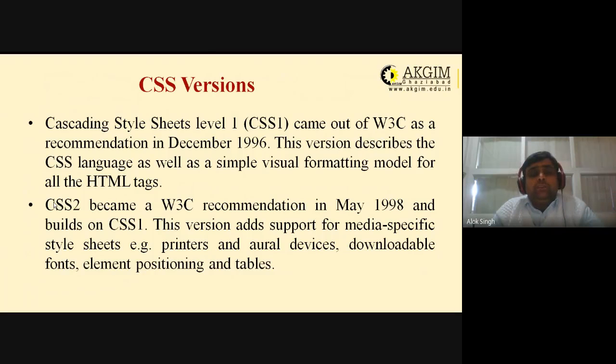Similarly, CSS2, the next updated version of CSS, became a W3C World Wide Web Consortium recommendation in May 1998. CSS1 came into existence in December 1996, and CSS2 came into existence in May 1998 and builds on CSS1. This version adds support for media-specific style sheets, for example printers and aural devices, downloadable fonts, element positioning, and tables. These are the various CSS versions available. The most popular versions are CSS1 and CSS2.